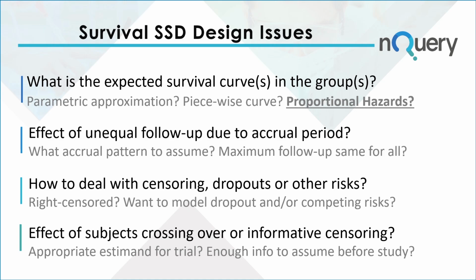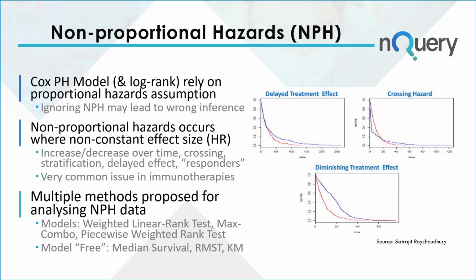So lots of these other things like accrual patterns and follow-up and censoring and crossing over. I'm not really going to cover these in detail today because they're not the core part of this webinar, but as I say, if you're interested in these, I have covered these in the past, so do get in touch if you want to see our core material on survival analysis. So we're going to focus in here today just on the issue of non-proportional hazards.